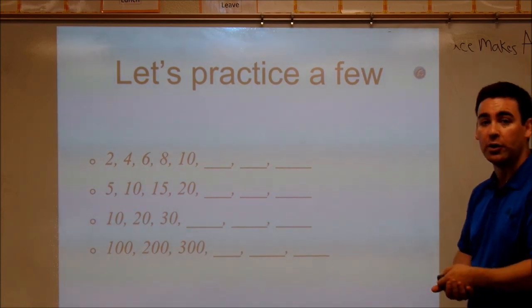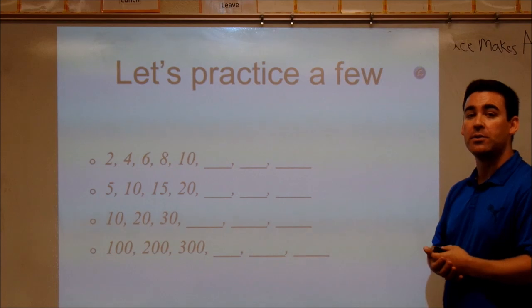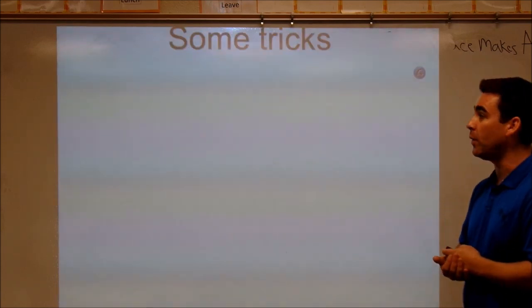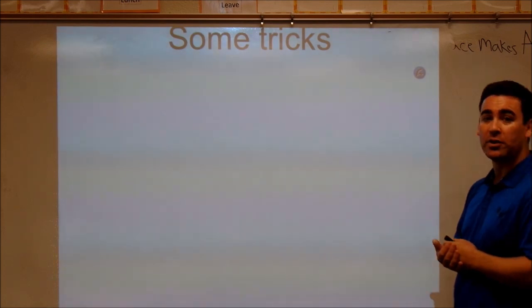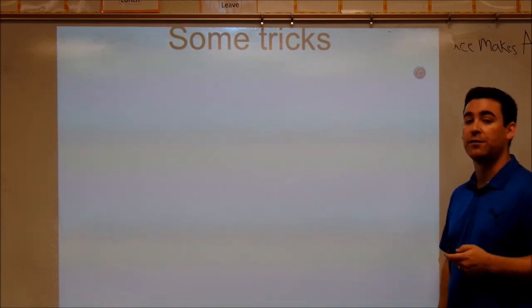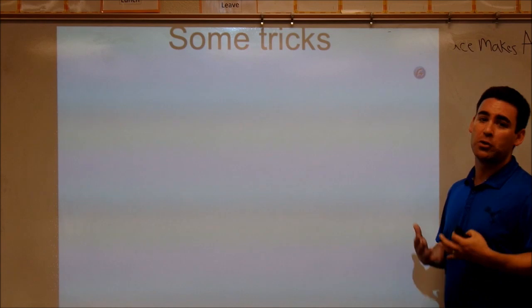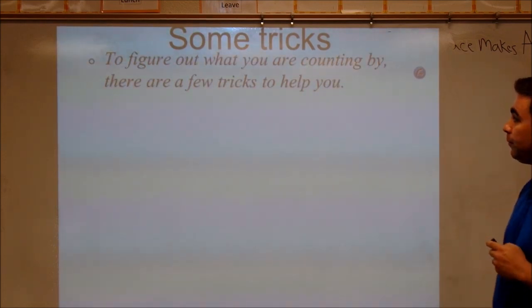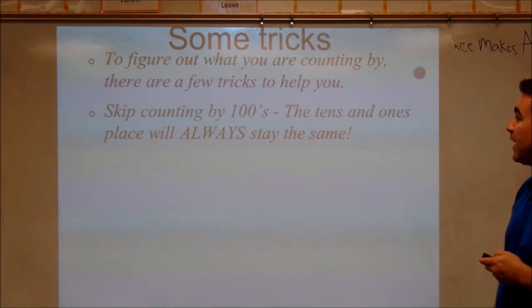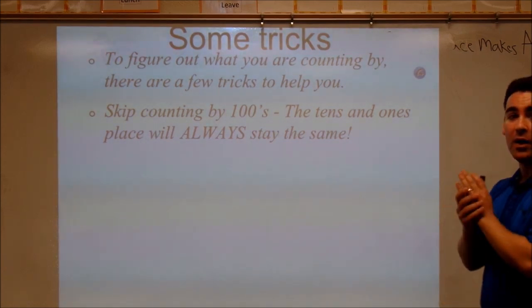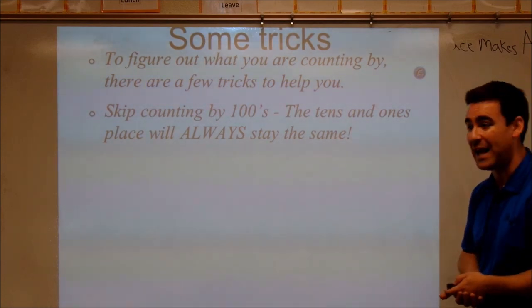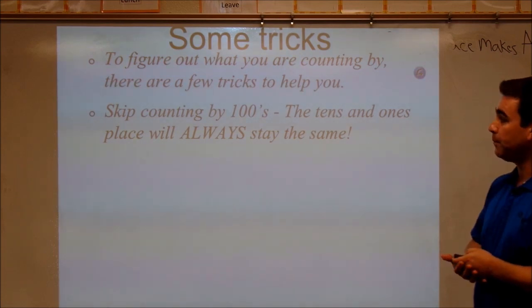Now, hundreds are new. But it's also important to know that students are expected to be able to start at any number and go all the way to 1,000. So in order to go all the way up to 1,000 and start at different numbers, I've come up with some tricks or some strategies that your students might be able to use. First is when skip counting by hundreds. It says the 10s and the 1s place will always stay the same. I'll give some examples of these tips and tricks in action in just a moment.